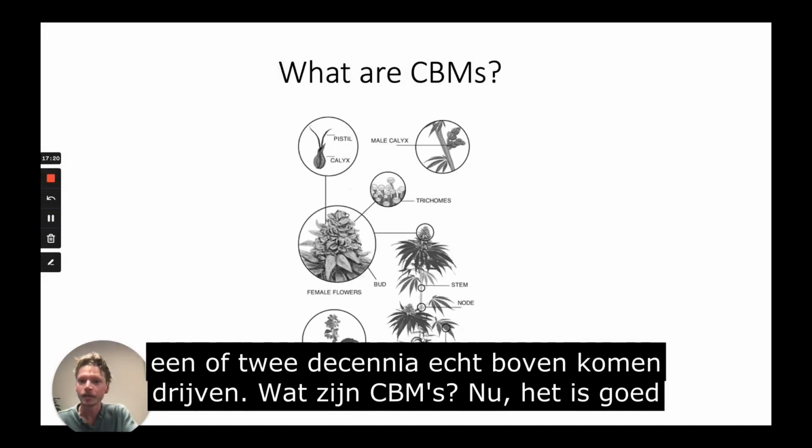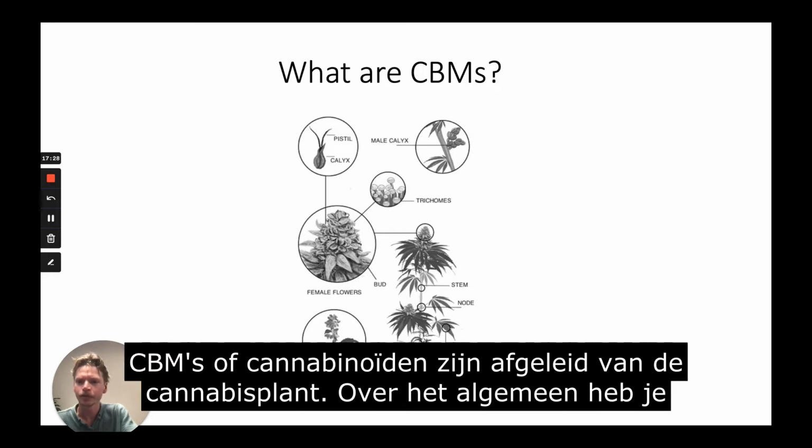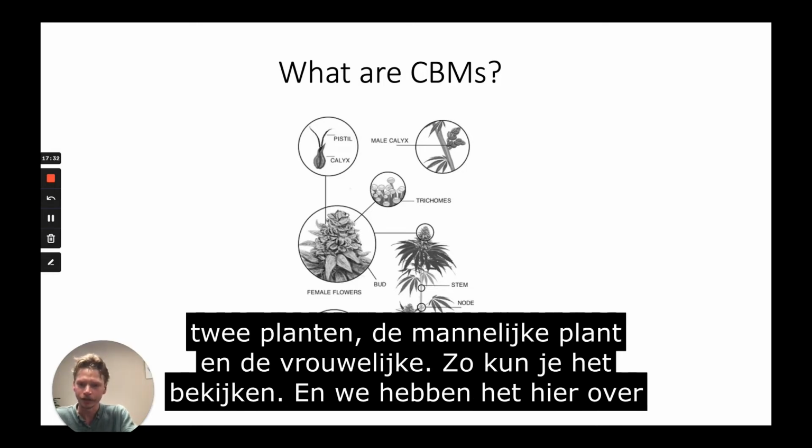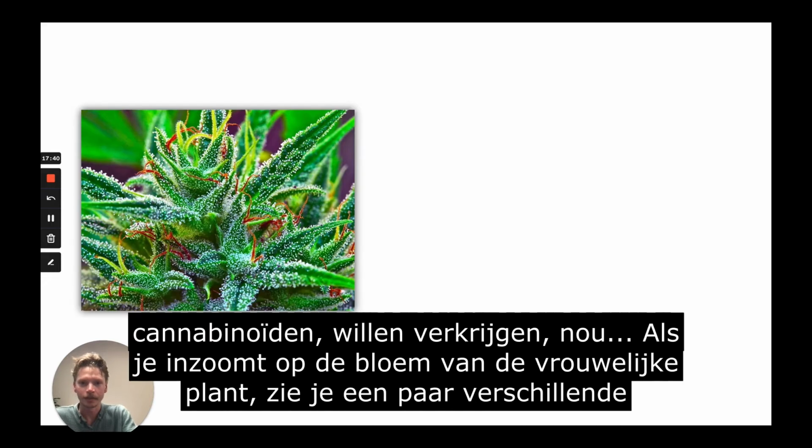So what are CBMs? Well, it's good to look at the anatomy first, as we're all here looking at it from a scientific perspective. But cannabinoids are derived from the cannabis plant, and generally speaking you have two plants. You have the male plant and the female plant. That's one way to look at it. And we're talking about the female plant here when we're deriving the active substances, the cannabinoids.